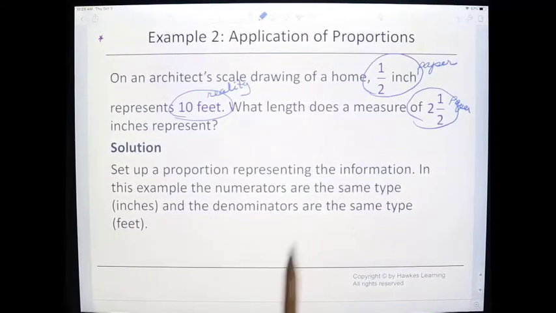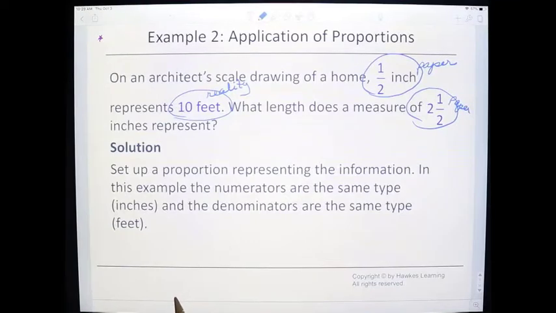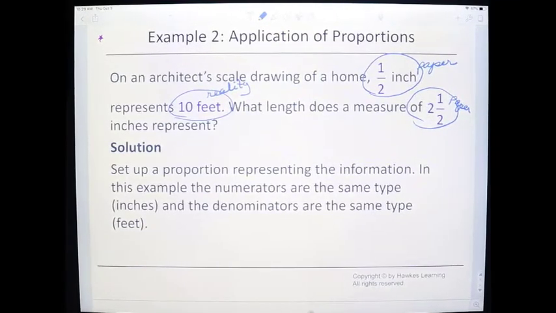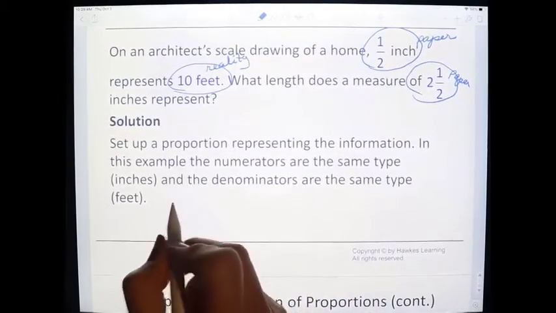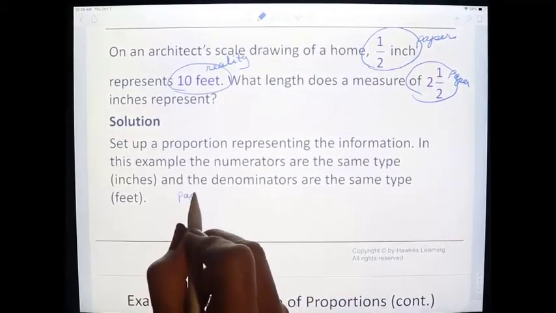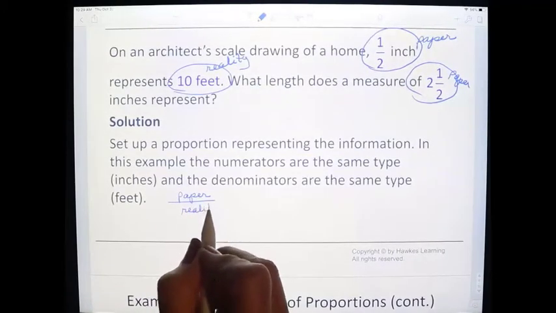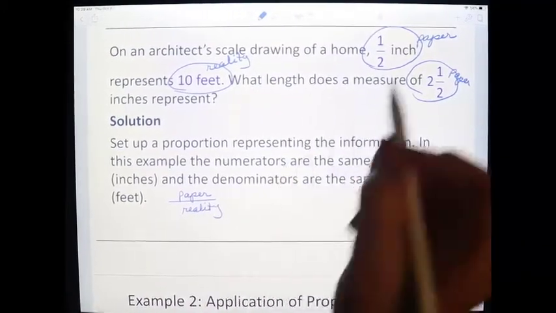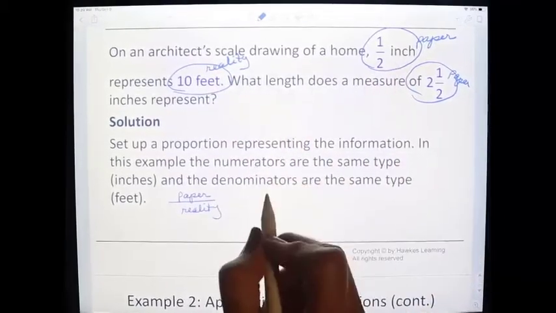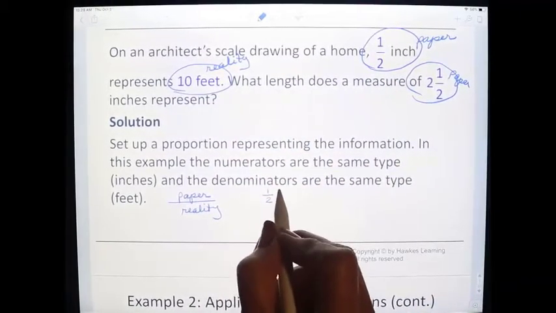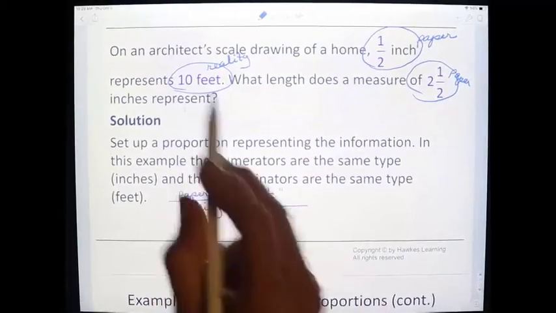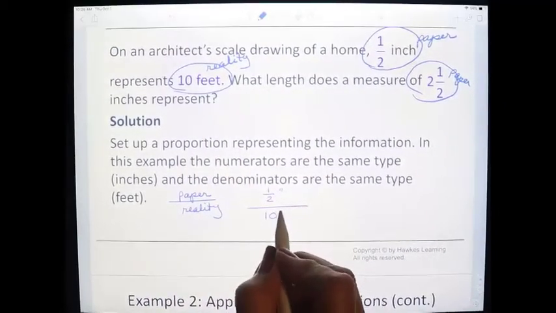So we're going to set up a proportion. It's important to get it set up correctly. So for this one, I think I'm going to decide to do the paper dimension on the top and the real number on the bottom. So let's pick this first pair. 1/2 inch on the paper works out to be 10 feet in reality.